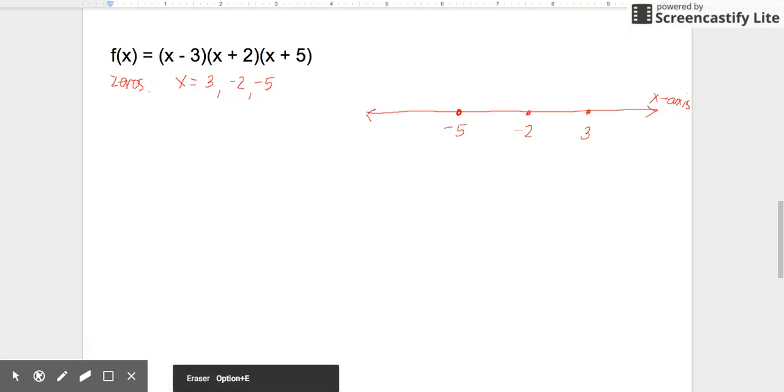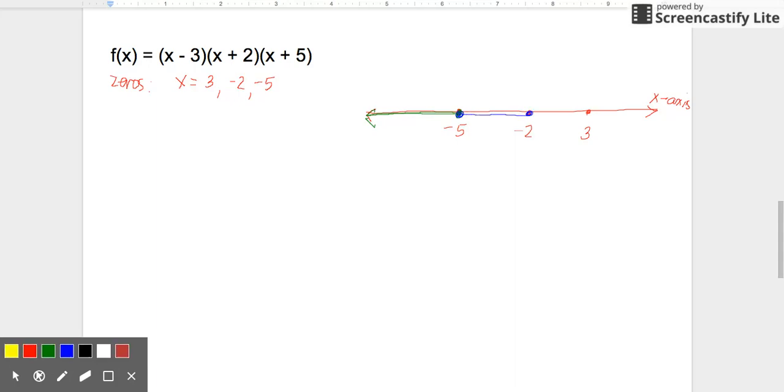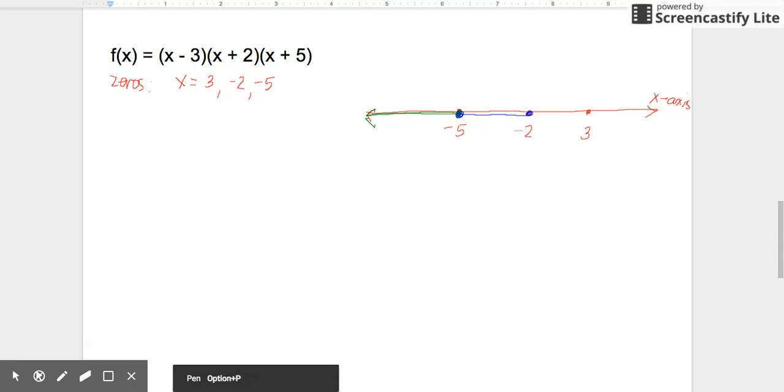The first interval is from -infinity to -5. Second interval is between -5 and -2. Then between -2 and 3. And the last one is from 3 to +infinity.